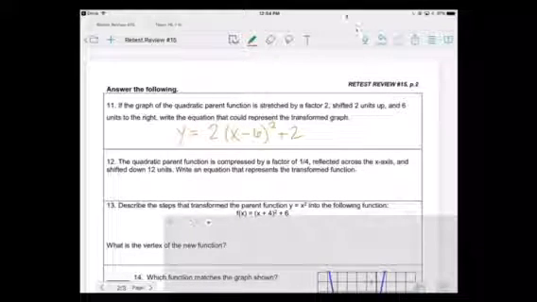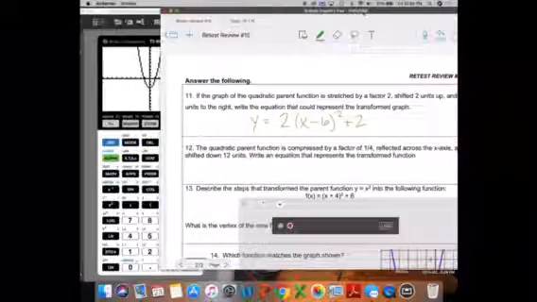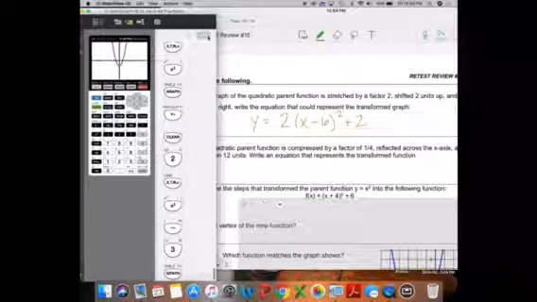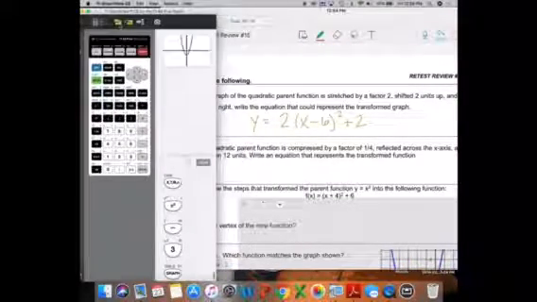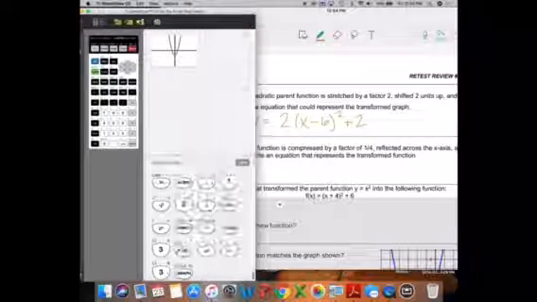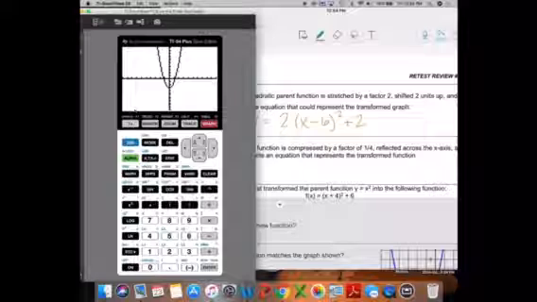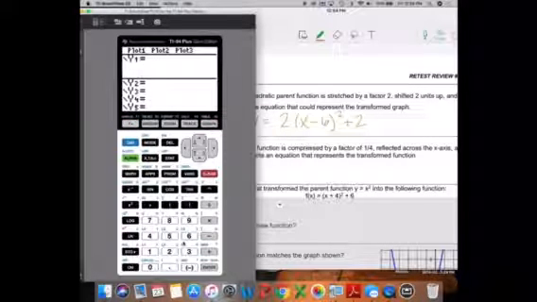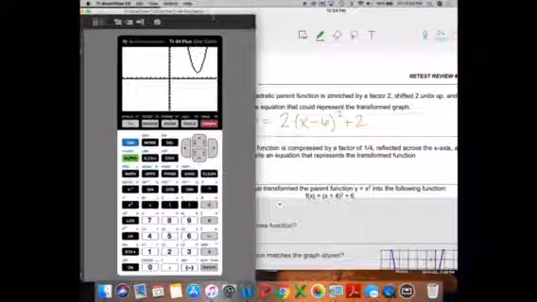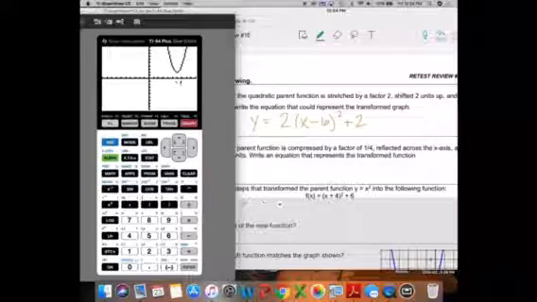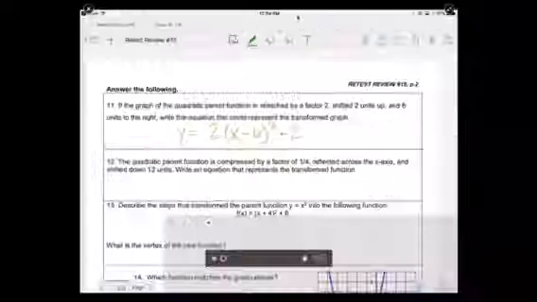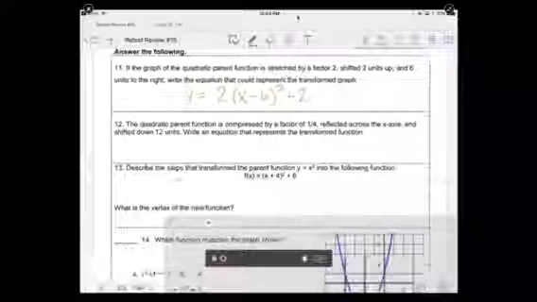If at any time you're not sure if what you wrote is what they wanted, then you can go back to y equals, and you can do 2 times x minus 6 squared plus 2. So I'm just plugging in what I put, and I'm going to see, does this stretch by 2? So does it get skinny? Did it move to the right 6? And did it go up 2? So yes, it did. So if at any point you're not sure, plug it in and see if what you wrote matches.